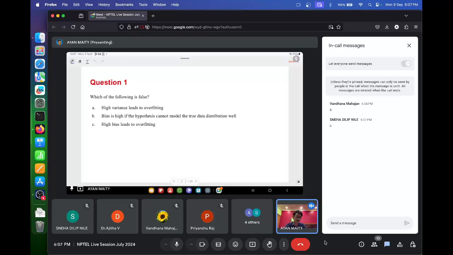Bandana Mahajan says option A. Sneha says option C. So you have to find the false option among these three. Anyone else?